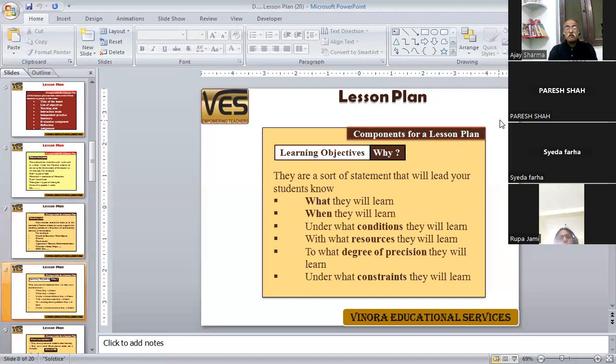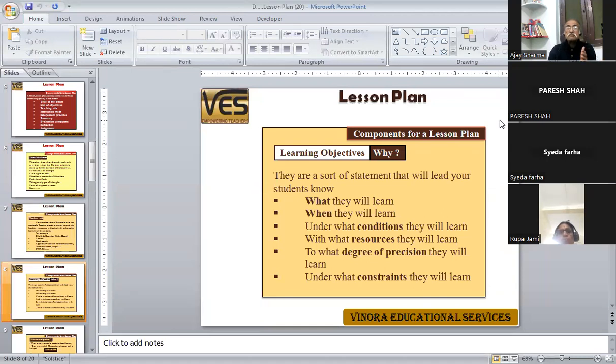Now, learning objectives. Why it is to be written is what they will learn. I will give you a detailed example of this. What they will learn, number one. Number two, when they will learn, during 35 to 40 minutes. Not 40 minutes, 35 minutes. Under what conditions they will learn.